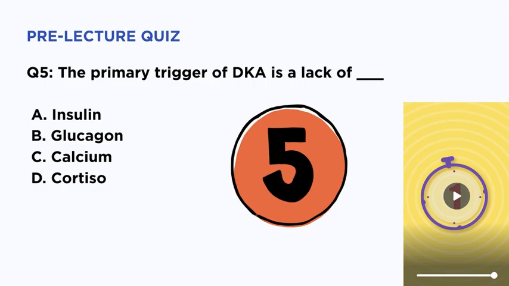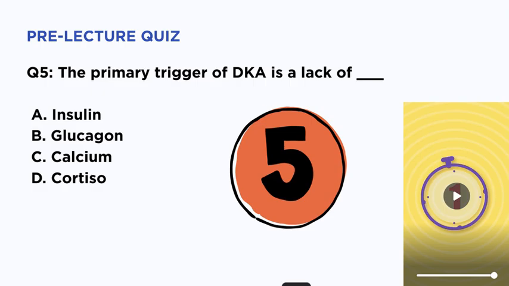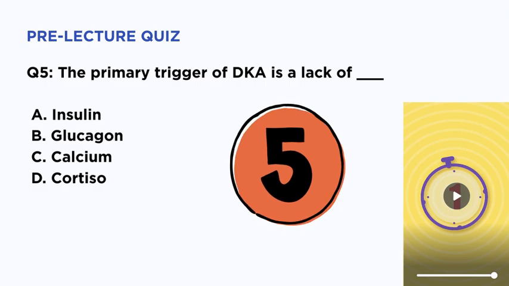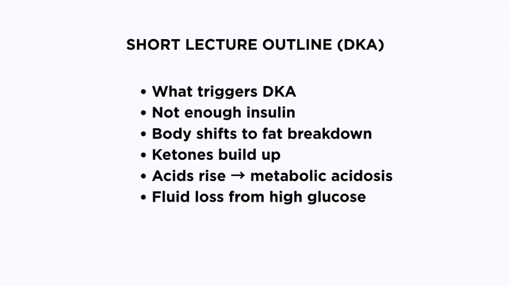Okay, so let's talk about DKA. Now that's our pre-test, and at the end of this very short mini lecture, you're gonna have another 5 questions. So let's start with DKA. What triggers DKA? DKA stands for diabetic ketoacidosis. What triggers it is not enough insulin or no insulin at all.